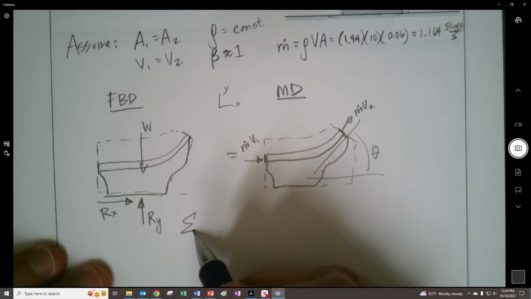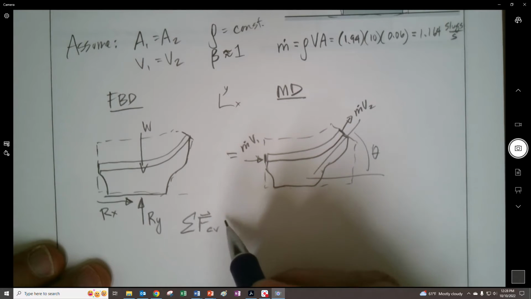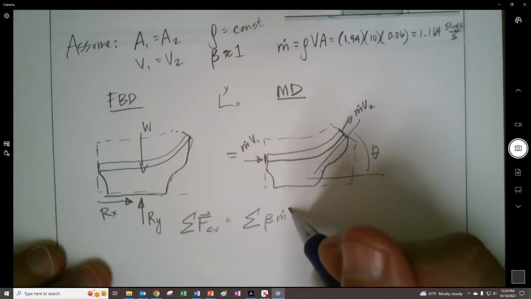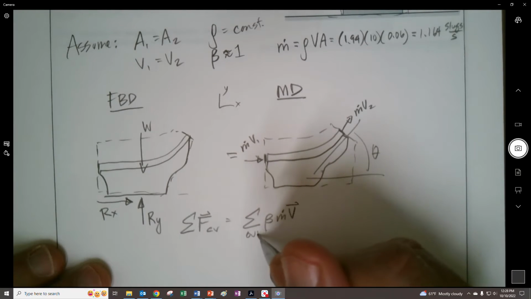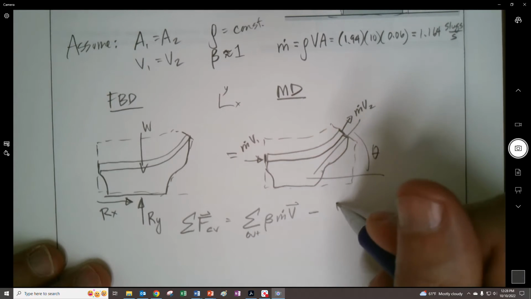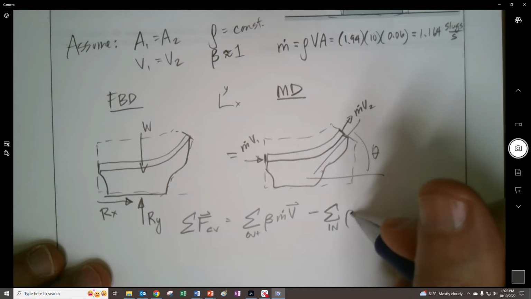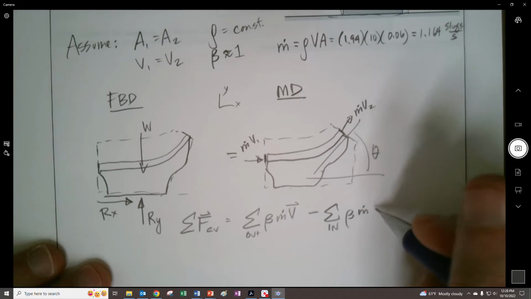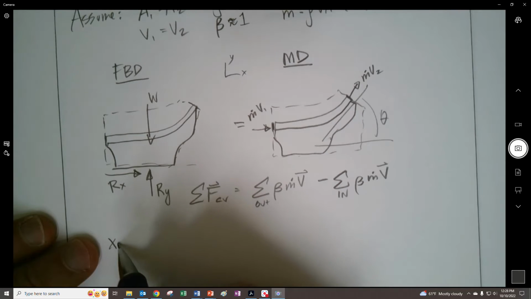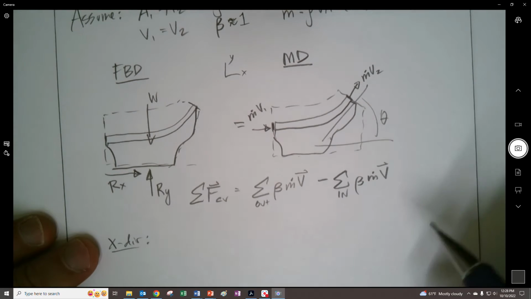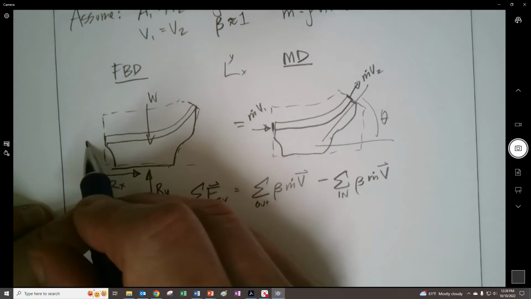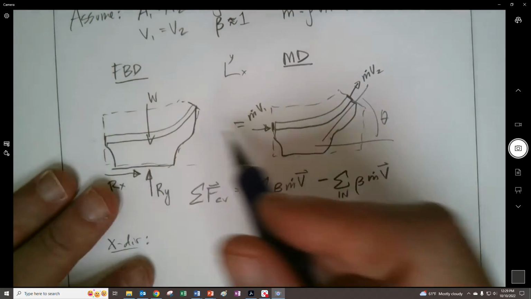So the main equation that we're using is that the sum of the forces on the control volume is equal to the sum of the beta m dots times velocities on the out control surfaces, minus the sum of the in, the beta m dot there. So this is our main equation that we're going to go to, and in the x direction, we don't have any pressures acting onto here, because of the nature of the problem.